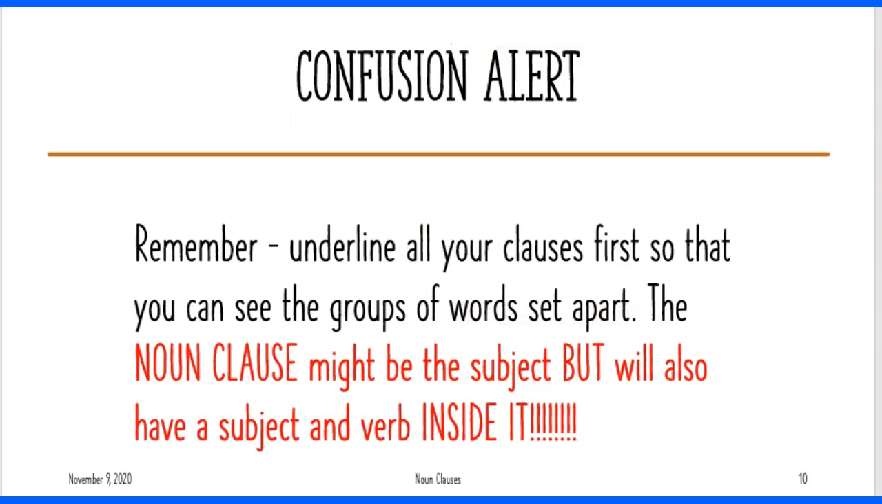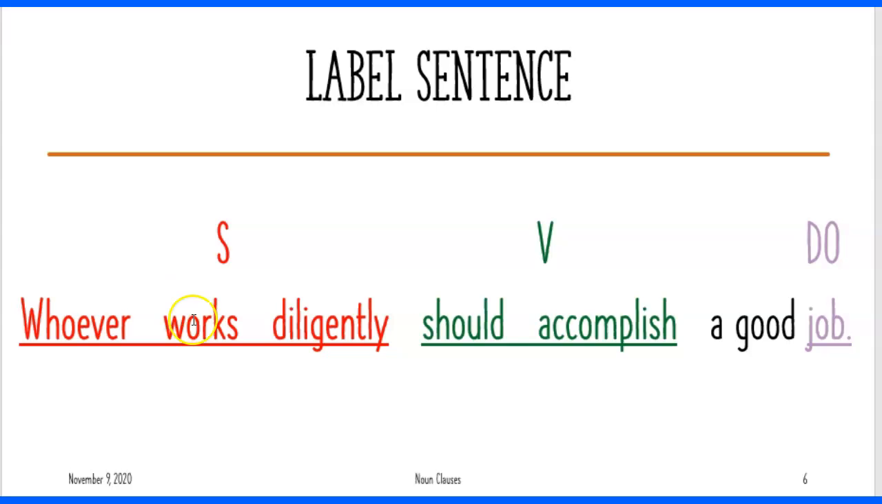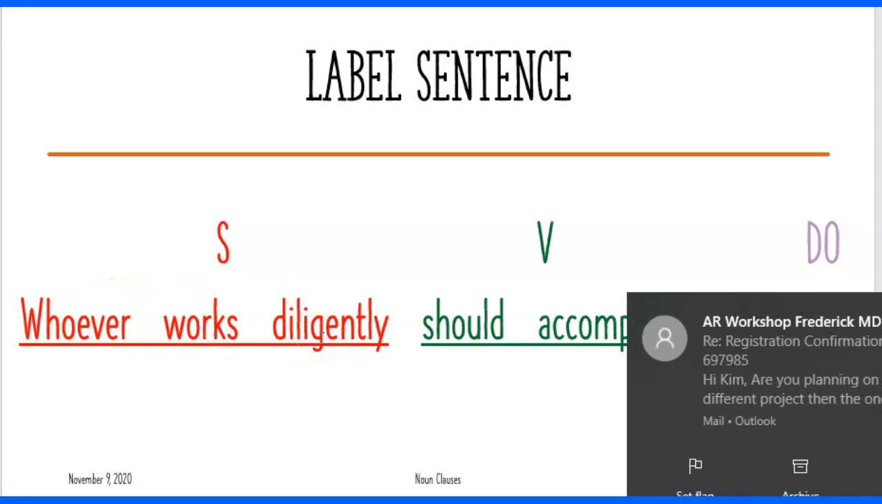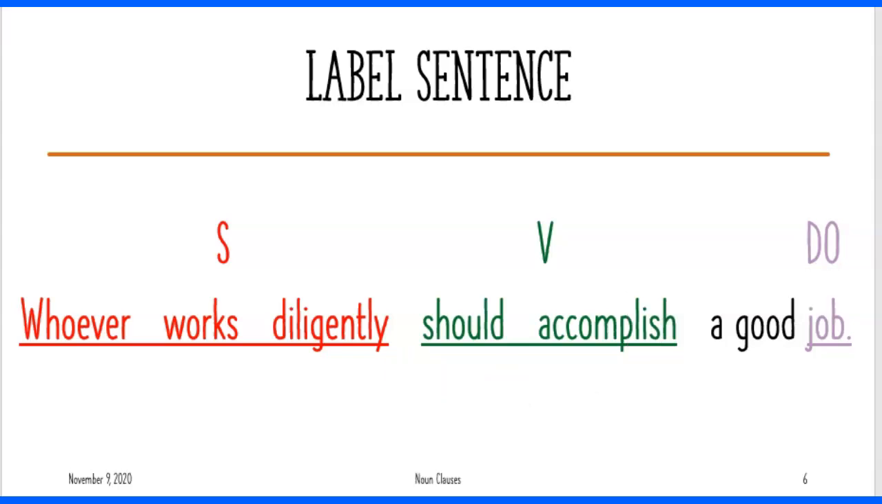But, of course, in the English language, there's always going to be what I call the confusion alert. Now, it gets confusing when you look at your whole sentence. Whoever works diligently is our little noun clause, and it comes as the subject. But this whole sentence is the independent clause. So our little noun clause is hiding in the big independent clause. So this is where the confusion comes in.